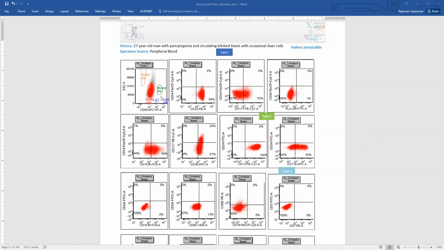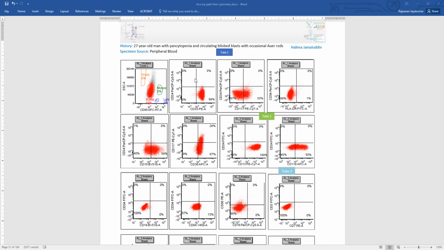We see that almost everything in this plot is in the blast gate, and the blast gate is usually defined by a dim CD45 expression and low side scatter. But here we see that the cells painted red that are sitting in the blast gate have a very high side scatter. They're going all the way up. Although we restricted our gate to here, we could see that the population is going all the way up. Now let's trace this and see what it expresses.